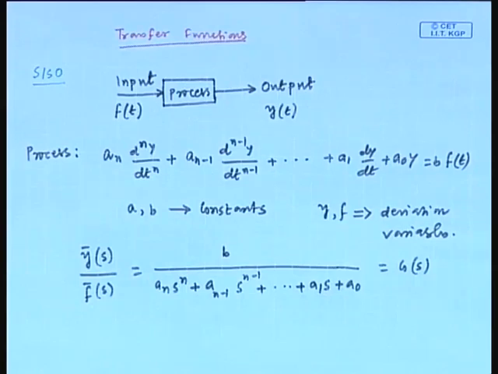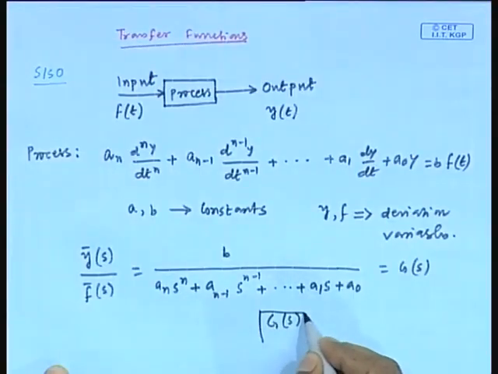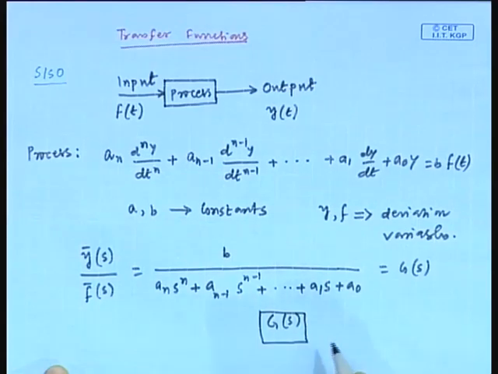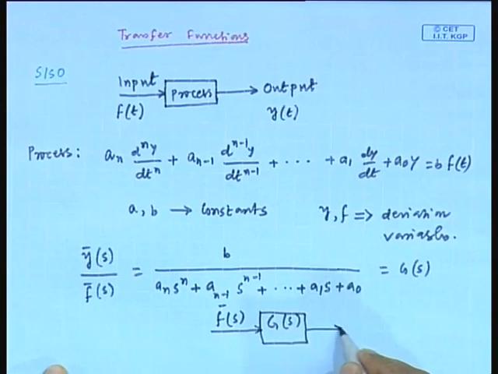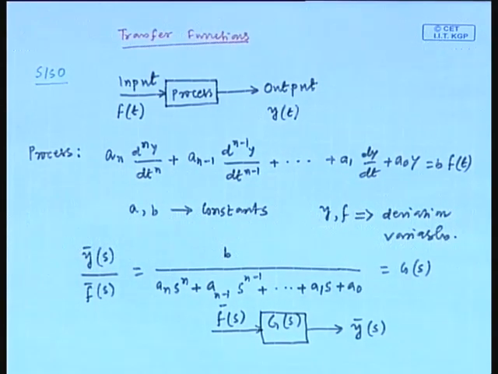Then in the next step, we made the block diagram. The block diagram is like this: G(s) is representing the process, the input to that process in Laplace domain is f bar(s) and output is y bar(s). This is the block diagram for the SISO system.